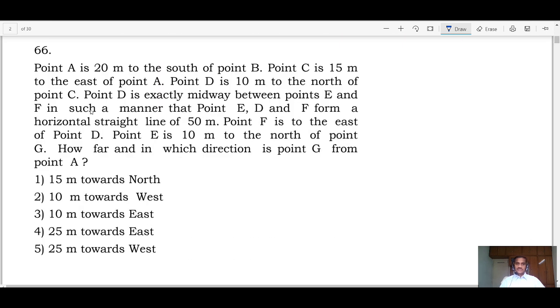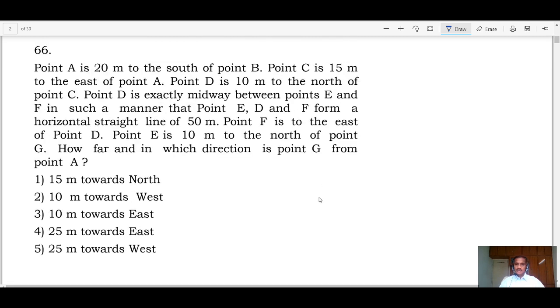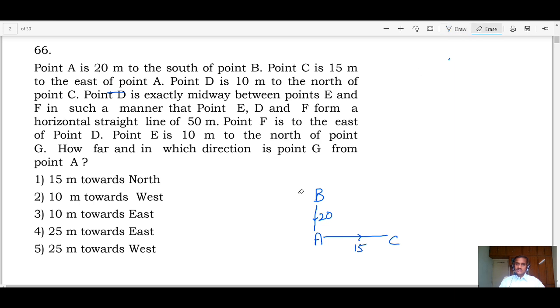Question number 66 is based on directions. Point A is 20 meters to the south of point B. Now B is here. A is 20 meters. C is 15 meters to the east of A. Now from here C is somewhere and it is 15 meters to the east of A. D is 10 meters to the north of C. Now D is only 10 meters.